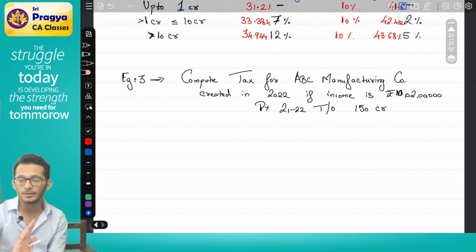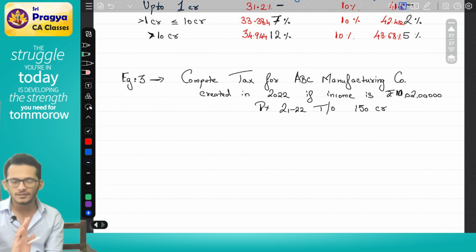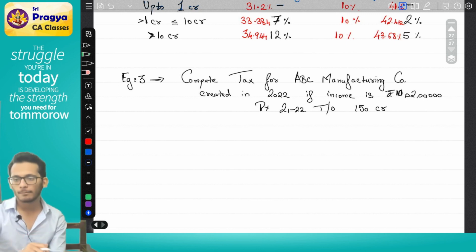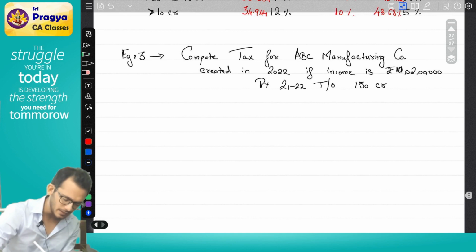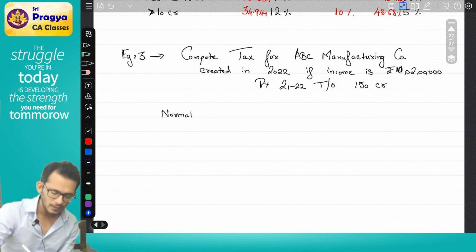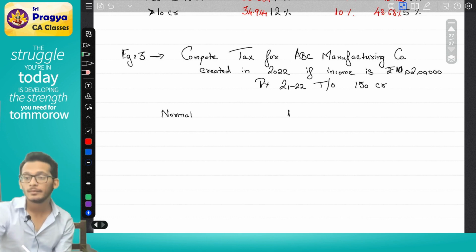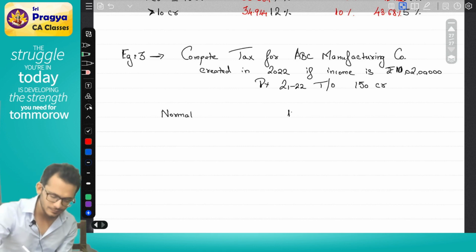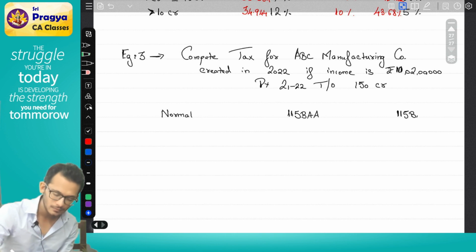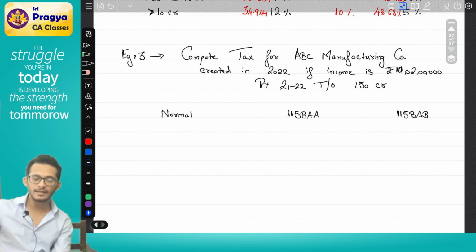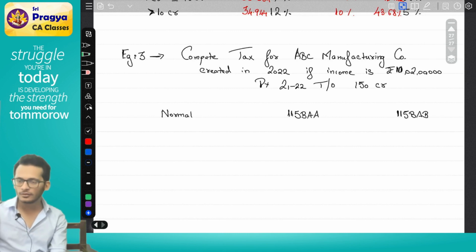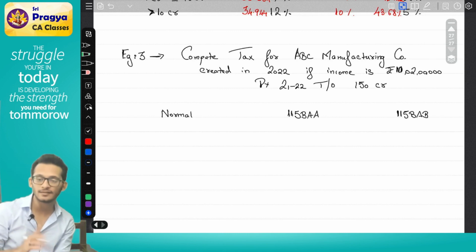Have I told you what regime I want? No, which means I need to choose between regimes. One regime will be normal. Can he opt for 115 BAA? Yes, because he is a domestic company. Can he opt for 115 BAB? Yes, because he is a manufacturing company and he was created in 2022, therefore he is also eligible. Which means I need to do tax as per all three.